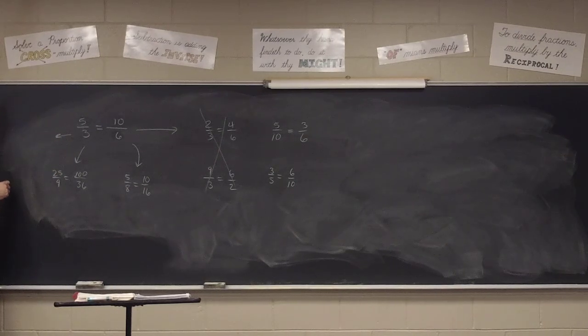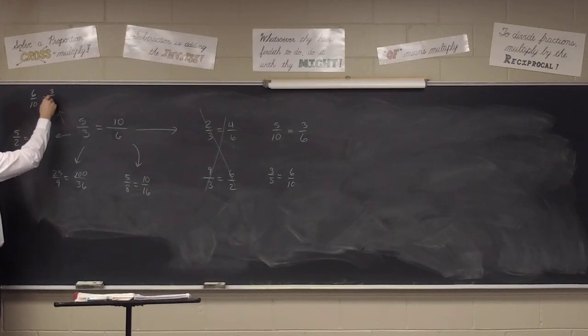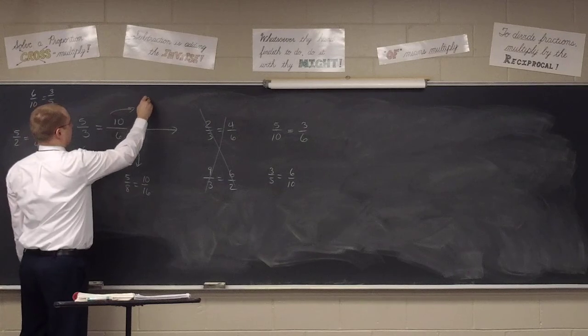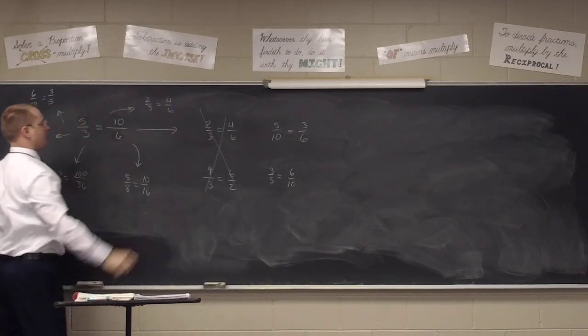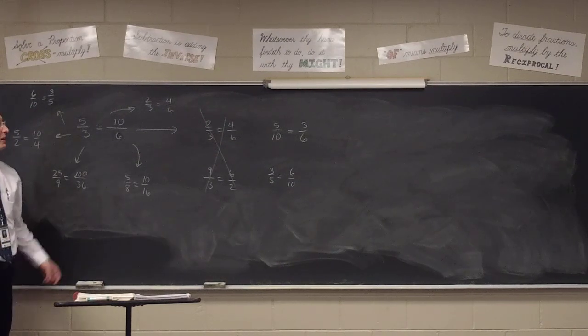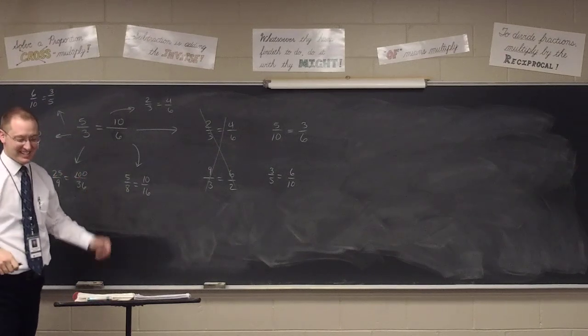How about 5 is to 2 as 10 is to 4? Subtraction transformation. How about 6 is to 10 as 3 is to 5? Alternation transformation, but I switched both of them this time. Both the means and extremes got switched into places. How about 2 is to 3 as 4 is to 6? Subtraction transformation. Get back in. Right? Sure. Questions on transformations? Questions on these? All right.